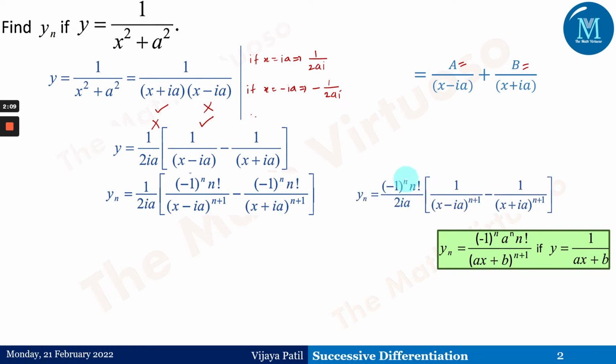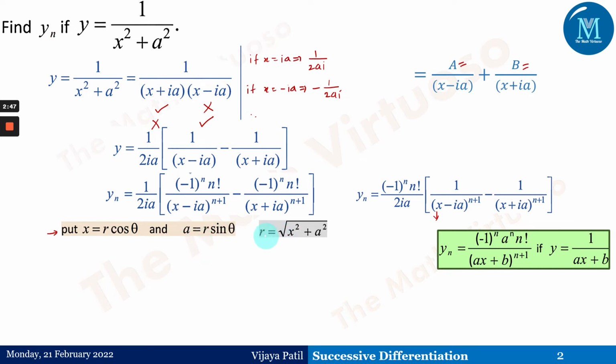Taking minus 1 to the power n and n factorial out along with this 2ai, we get this particular factor. But here we have the factors 1 upon (x minus ia) to the power n plus 1, so we can go ahead with de Moivre's theorem, and to apply that we need some substitutions. We put x equal to r cos theta, the real part, and the imaginary part, small a, is equal to r sin theta.